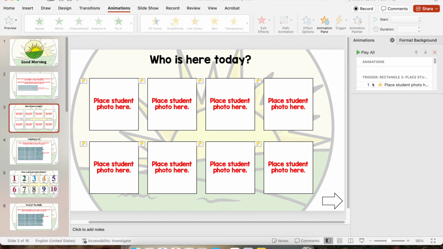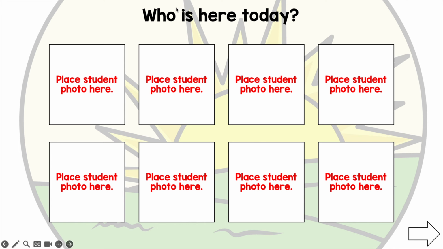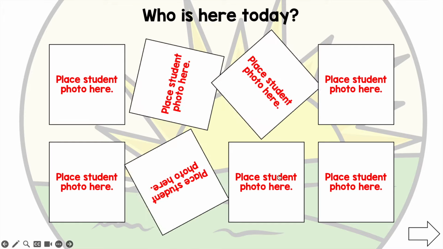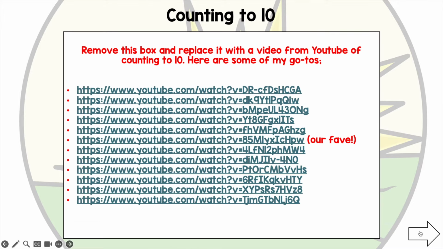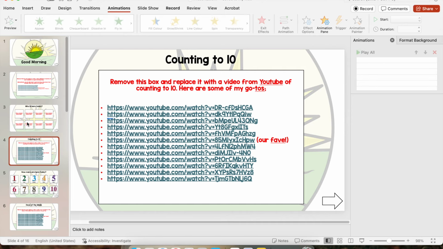Then make sure you're in slideshow mode when you're doing this with your students, and when they click to check in, their face is going to spin, and then we're going to click the next arrow to go to the next slide. After I have done the attendance, I like to have my students count. I never have more than 10 students in my classroom, so I like to do a count to 10 song, especially when a lot of my students are still learning to count to 10. Once again, this is a video that I download from YouTube, and then I insert in here just to make it that little bit easier and not have to rely on the internet.